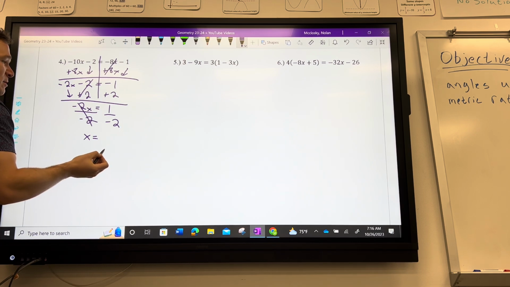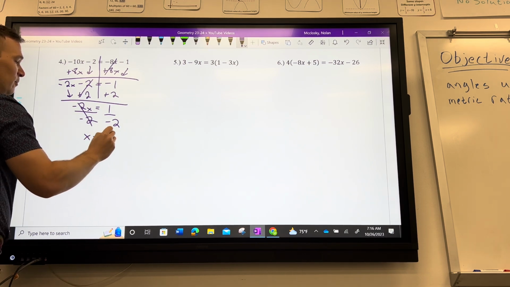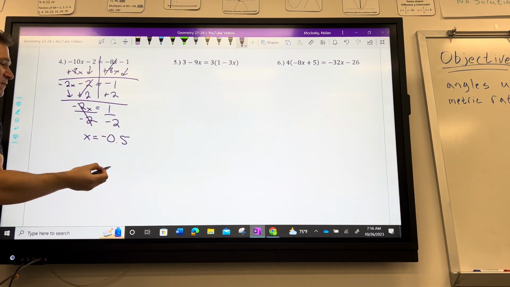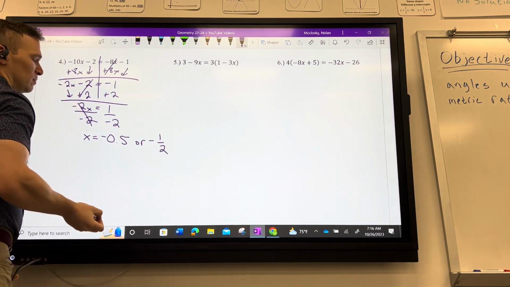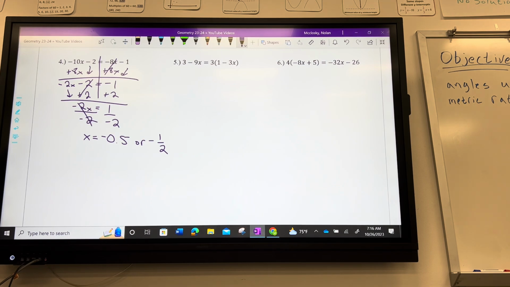And if you want to write your answer as a decimal, it would be negative 0.5. If you want to leave it as a fraction, it would be negative 1 over 2. So either of those answers should be acceptable.